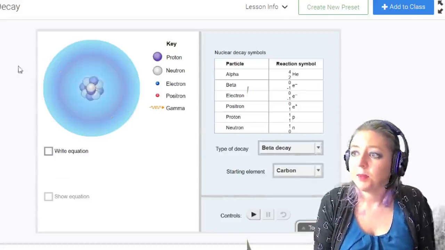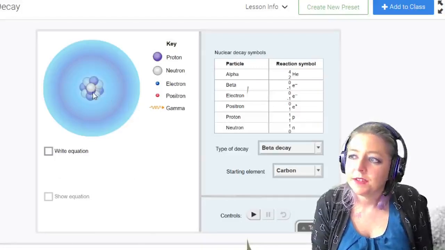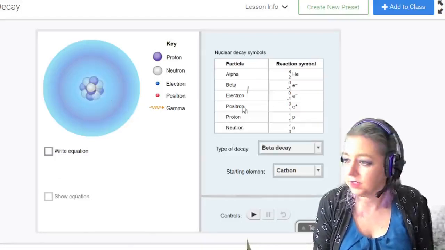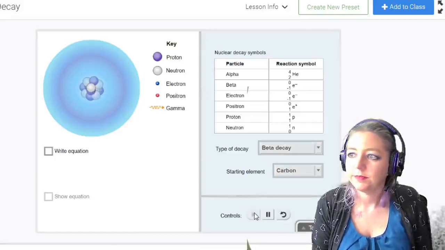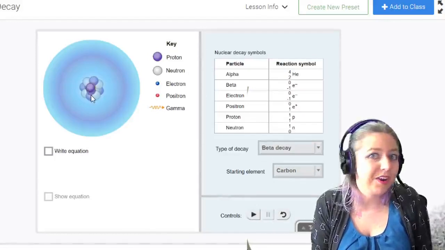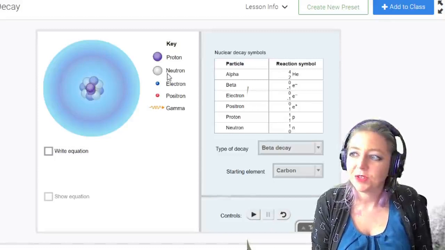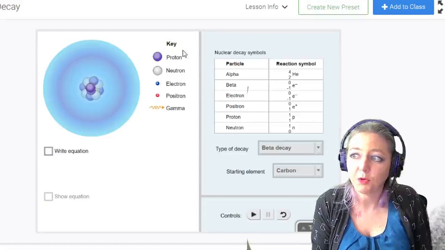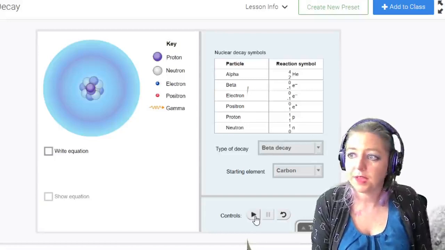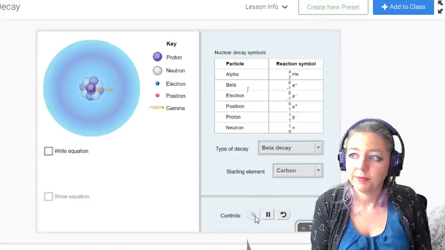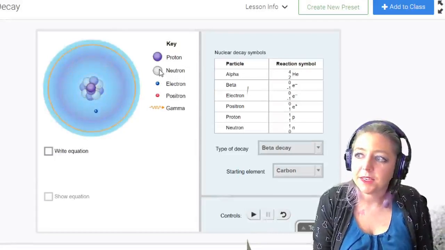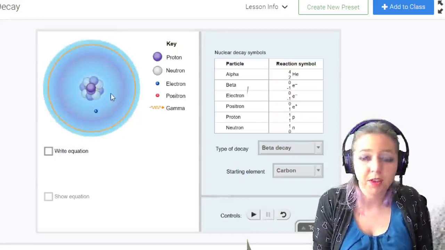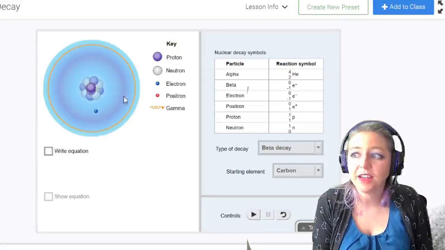So here I've got a carbon atom. Now I want you to pay attention to this neutron right in the middle of the nucleus. You notice, oh, I caught it right on purple. It's changing between neutron and proton. It's blinking gray and purple, gray and purple. So let's see what keeps happening. It stops blinking. It just accepts becoming a proton, and then an electron is ejected out along with some energy as a gamma ray.